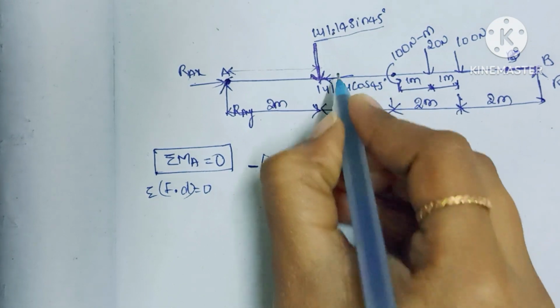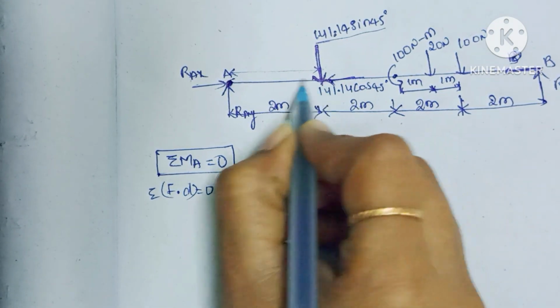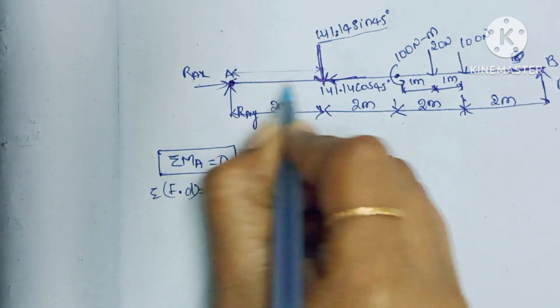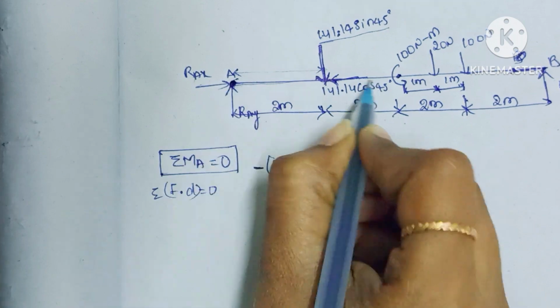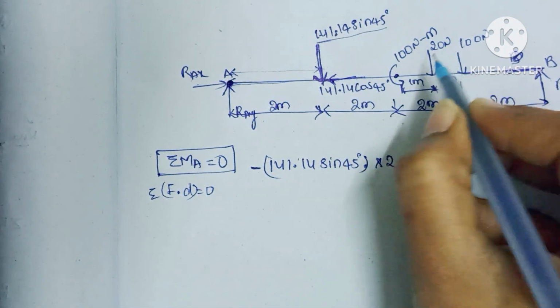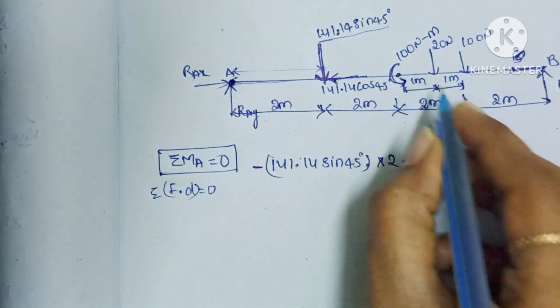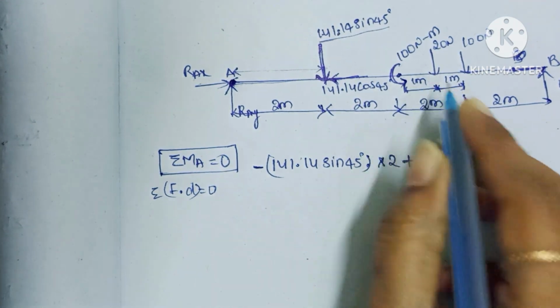Next one is 141.14 cos 45 there. So the perpendicular distance is zero, because this is going in line with that point, so this is 0. And next one is 100 Newton meter. This force is in anti-clockwise direction, which means positive 100 Newton meter.